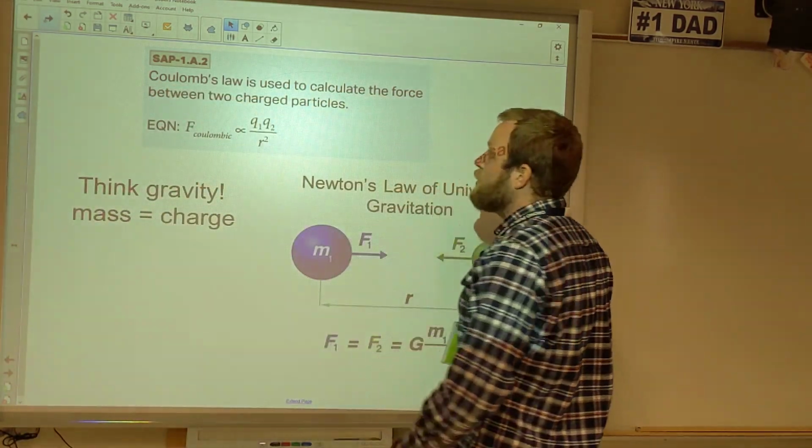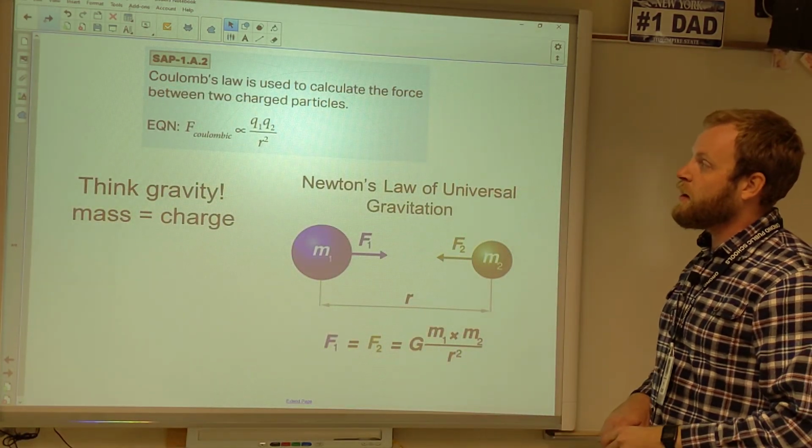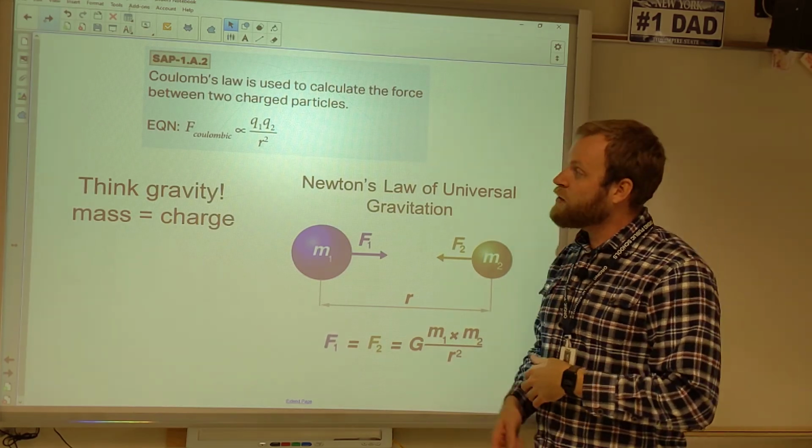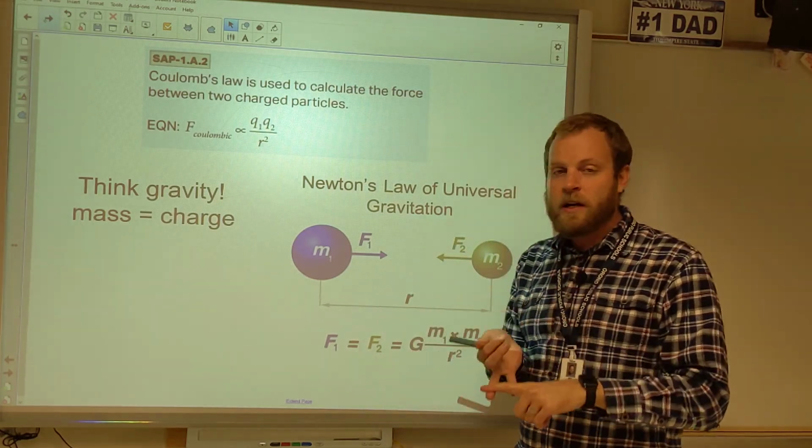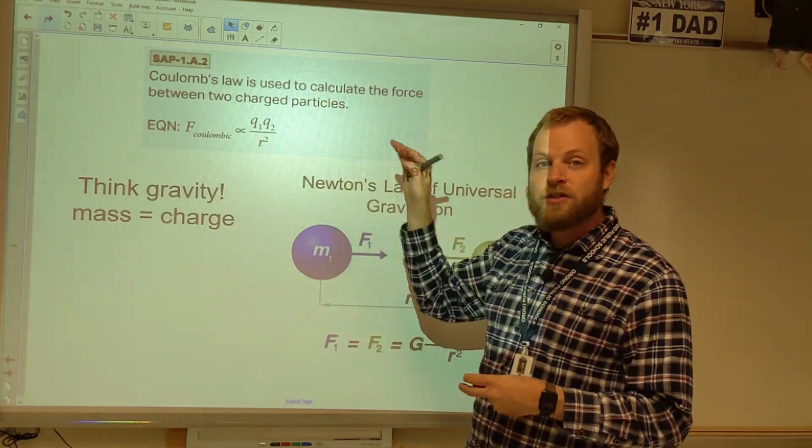Okay, Coulomb's law is used to calculate the force between 2 charged particles. You're not going to be doing that. So this is a relationship equation. It's not on your formula sheet. You don't ever need to do calculations with it. But you need to understand it.